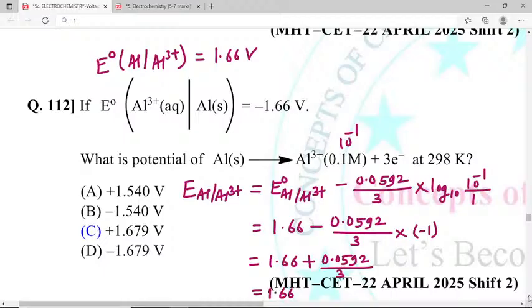1.66 plus 0.something, how much value? 0, again 0, 0.1 something. So it should be positive, it should be a positive value. So option B is ruled out because of the negative value, and option D is also ruled out because of the negative value. Only option 2 is left, 1.5 and 1.6. Yes, very good, 1.679 volt. Well done.